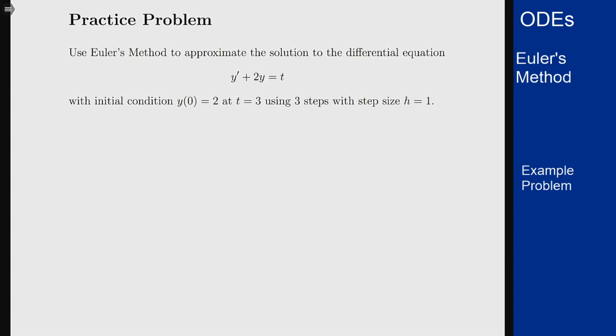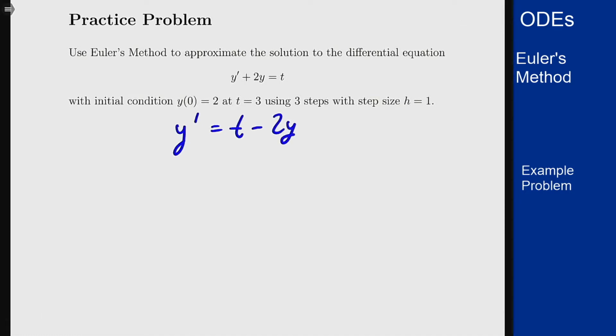In this example, we want to use Euler's method to approximate the solution of the differential equation y' + 2y = t, with the condition y(0) = 2. Approximate it at t = 3 using 3 steps with size 1. To do this, we first have to get the y' by itself. So the way we actually want to write this differential equation is as y' = t - 2y.